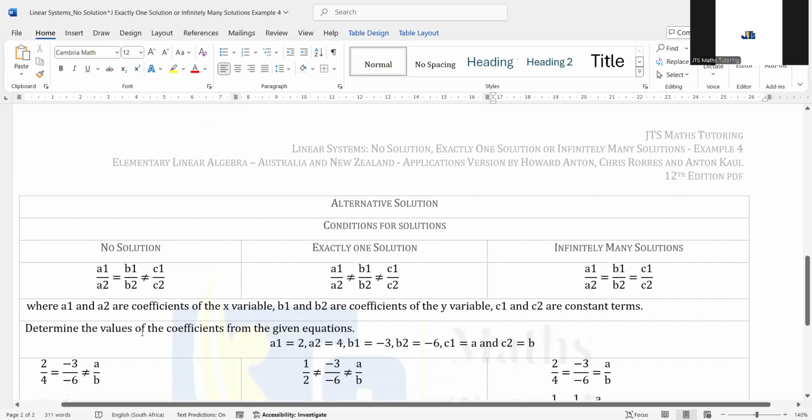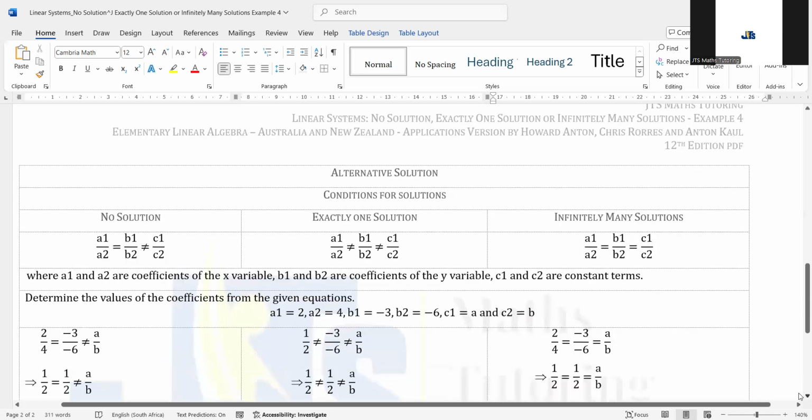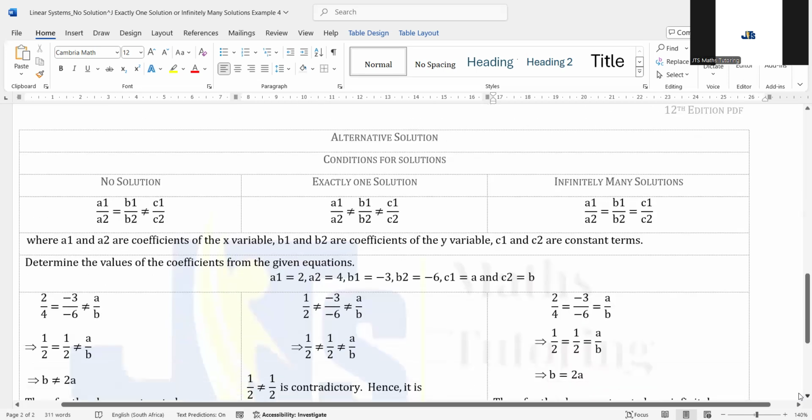So your first step here, you now need to determine the values of the coefficients from the given system. So we know that A1 is going to be equal to 2, A2 is going to be equal to 4, B1 is going to be -3, B2 is going to be -6, C1 is A, and C2 is going to be B. Okay, let's do the magic here.